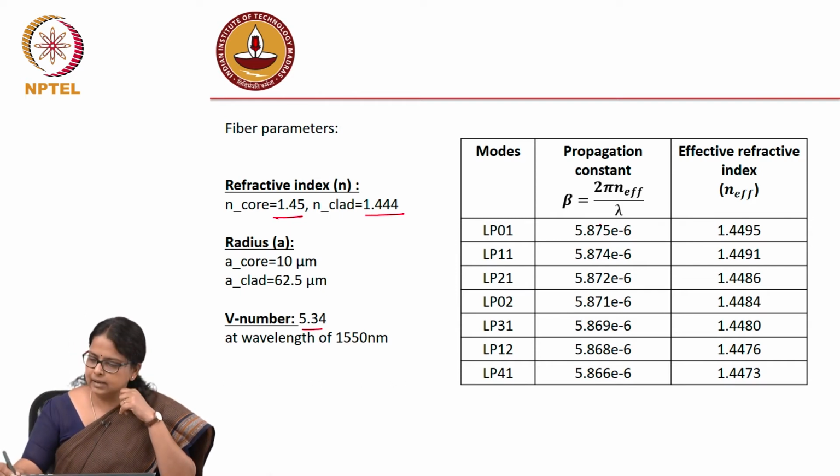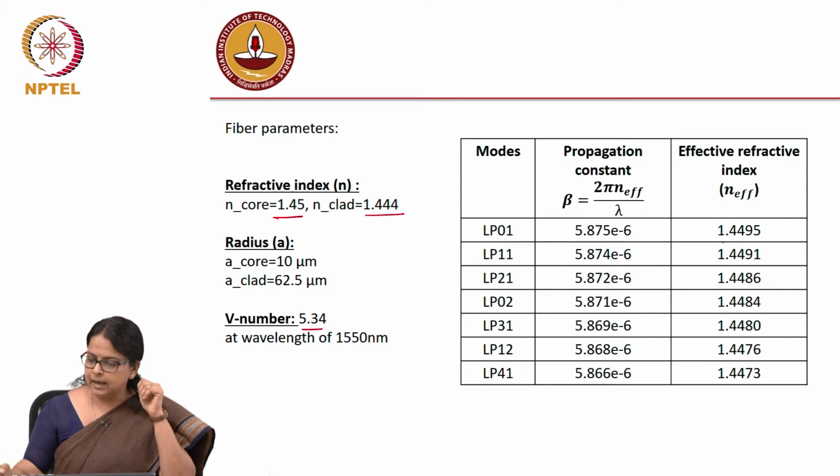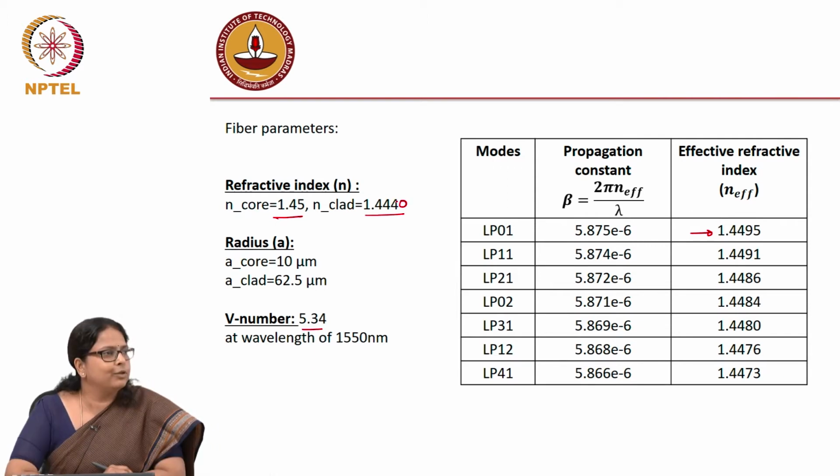Okay, these are the corresponding values of beta. I mean from the B you can find out what the betas are and the corresponding n effectives are. So you see 1.4495 is close to the core, that is for the fundamental mode. 1.4473, this is 1.4440. The next mode would have been something less than 1.4440, which would have been discarded. Okay.